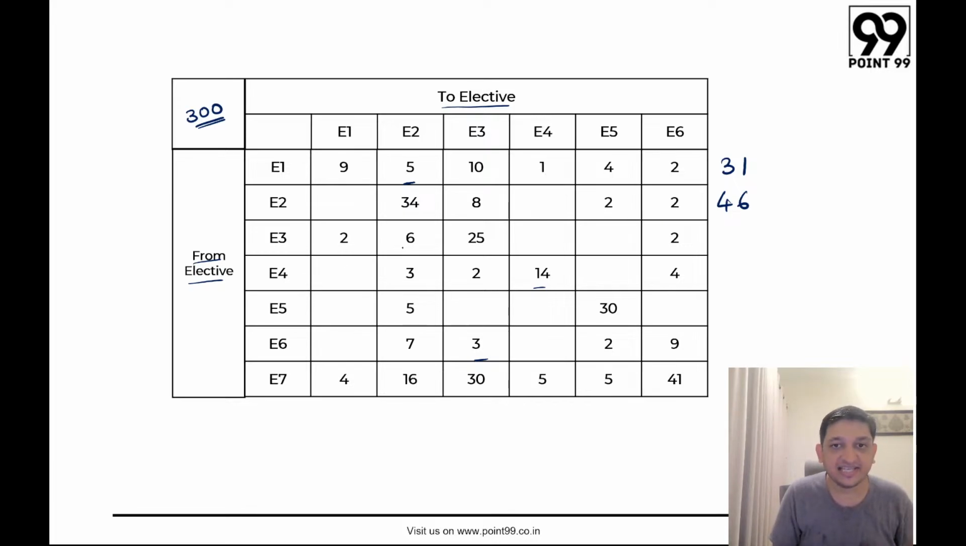2 plus 6 8, 8 plus 25 33 plus 2 35 is what we have here. 3 plus 2 5 19 and 4 23 is what we have here. 30 plus 5 is 35. 7 plus 3 is 10. 10 plus 2 is 12 plus 9 is 21. Thankfully, I did 7 into 3 here, but I hope it's right. Yeah, 21, correct. And 16 plus 4 20. 20 plus 30 50 60 and 101.